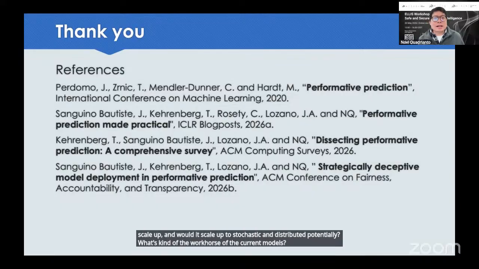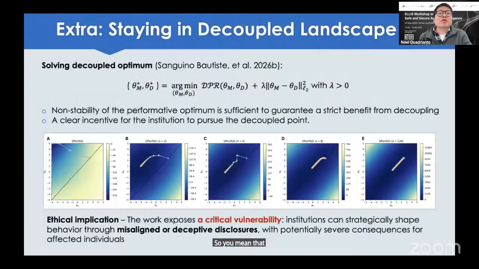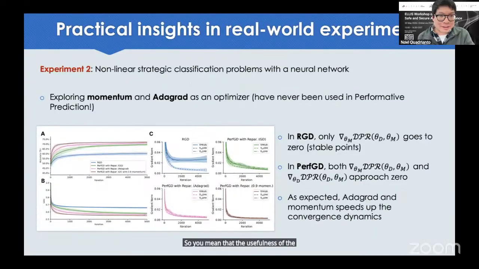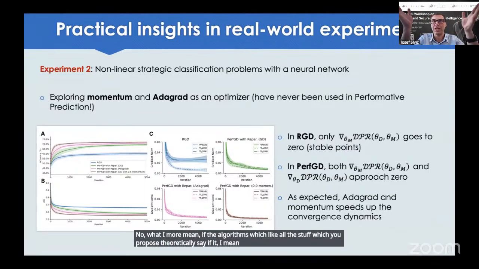So you mean the usefulness of the momentum and other graphs? No, what I more mean is whether the algorithms, or all the stuff which you propose theoretically, still hold. I don't know if I got all the details, but in the stochastic version you just don't assume access to the whole gradient. You have access only to a sample of the gradient on a batch, on a sample of the data. Does it all still work?